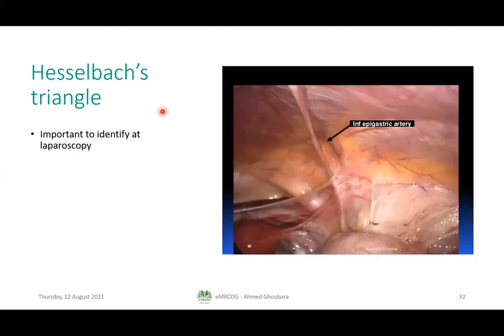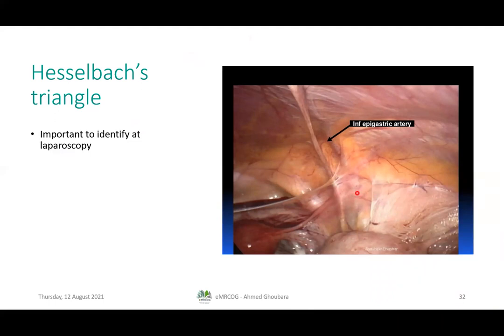This is the laparoscopic view of Hesselbach's triangle. The inferior epigastric artery, you know, it's a little bit difficult for you. This one is the uterus, as you can see. Can you see the uterus? And what is this structure that passes between the uterus and the inguinal region? Quickly, guys, please. Easy, round ligament.